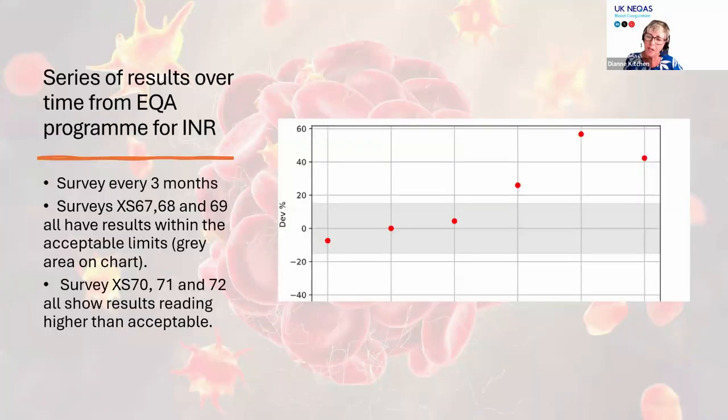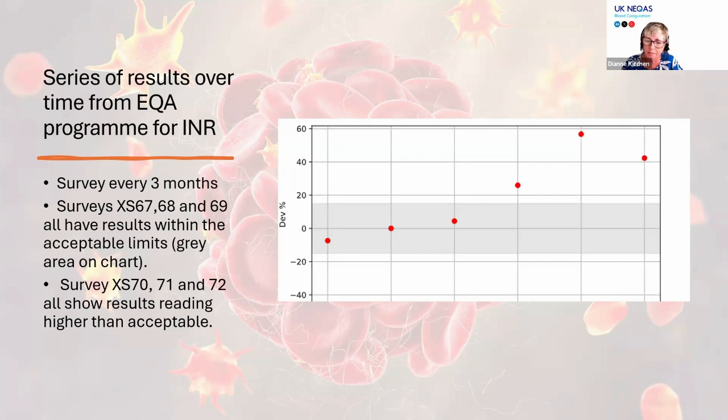So this is an example of surveys over time for one particular user, and this spans an 18-month period. Each one of these red dots is a survey. So we've got the 0 line, which is if you were scoring on the median for each survey, and the 15% that we allow is marked in grey. So these first 3 surveys are fairly close to the median line and in the grey box within consensus. And then we've got the following 3, which span a 9-month period, which are all reading higher than the median.